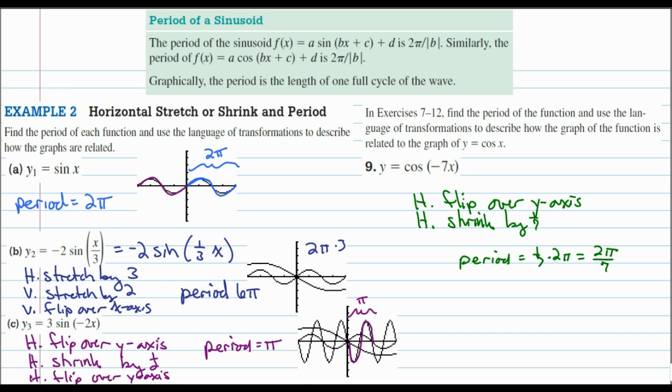So let's look at that graph. Look at that. It's so tiny. So we've got 1, 2, 3, 4, 5, 6, 7 repetitions between 0 and 2 pi, which means if there's 7 of them stretching over here, the period is 2 pi over 7.